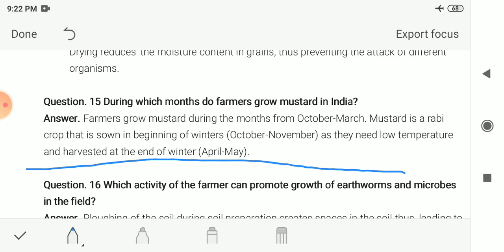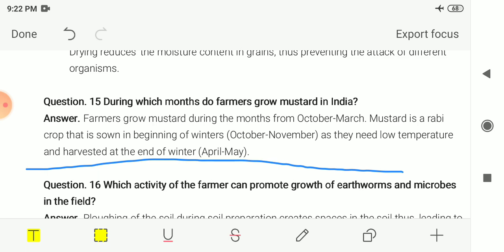Why? Because mustard is a rabi crop and that is sown at the beginning of winter, that is in October or November, as it needs low temperature, and it is harvested or cut at the end of the winter, that is in April or May. So it is grown in the months from October to March because it is a rabi crop.